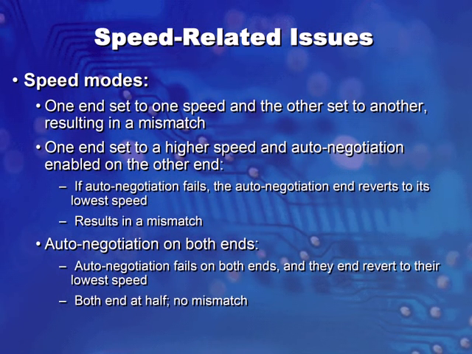The other possible issue we could have is a speed mismatch. Depending on the different speed modes we have, one side may be set to 10 megabit, the other side set to 100 megabit, and this of course is going to result in a mismatch. When this occurs, it could be because of auto negotiation failing or because it's simply a mismatch based on configuration.